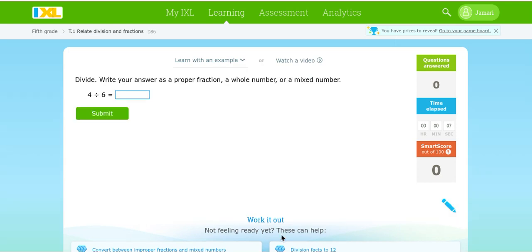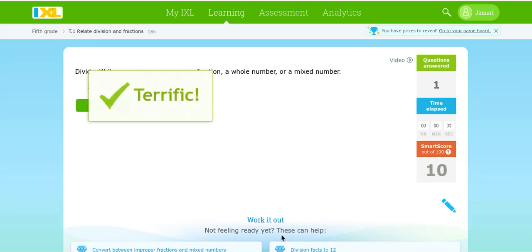Okay, 4 divided by 6. It says divide. Write your answer as a proper fraction, a whole number, or a mixed number. I'm gonna write mine as a proper fraction. If you want to write your fractions as proper fractions, then you would do it as this.